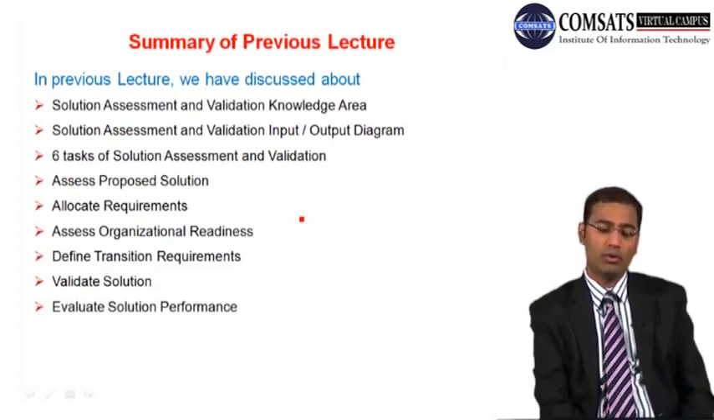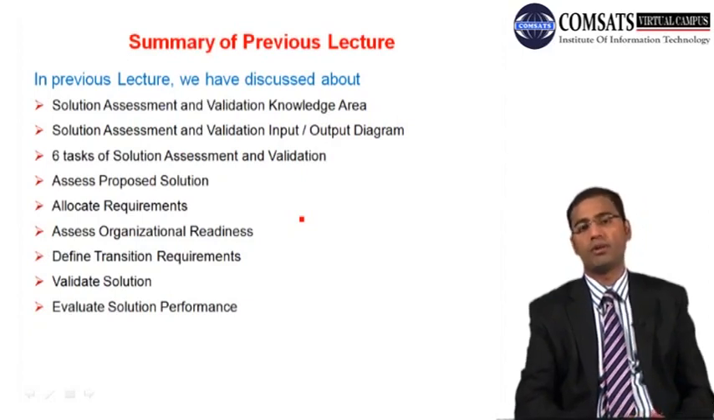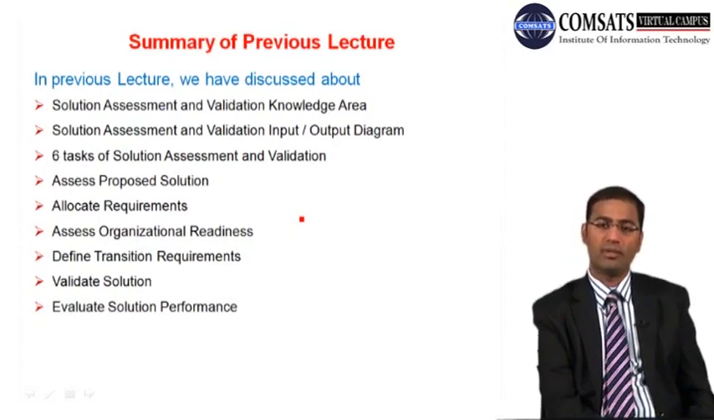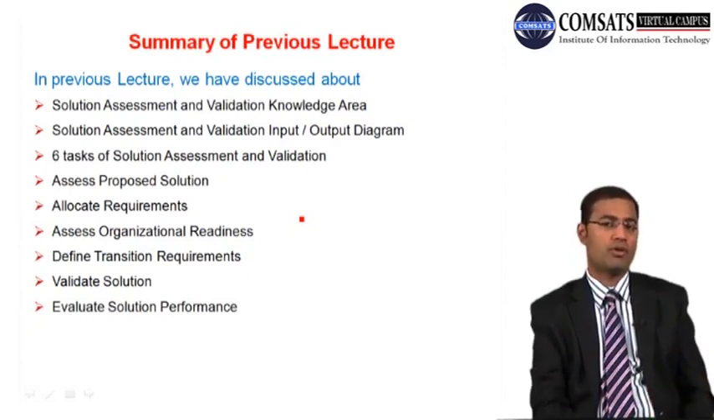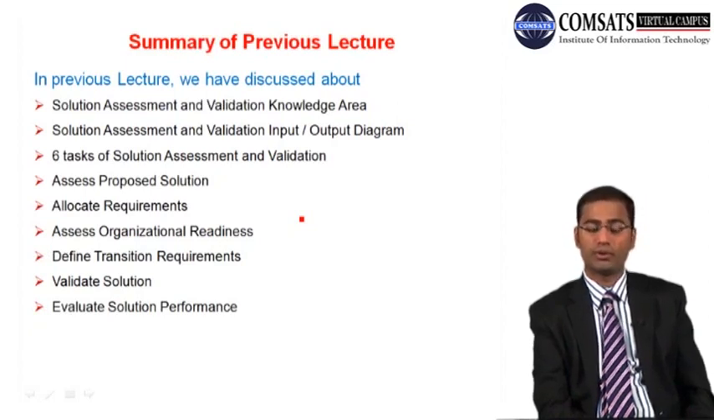And then we talked about allocate requirements. We've talked about business requirements and stakeholder requirements, and what we have done is allocate those requirements to solution components or solutions. If it is a big solution, then solution components; otherwise we had solutions available. So we talked about how requirements are allocated to the solution components or the solutions themselves.